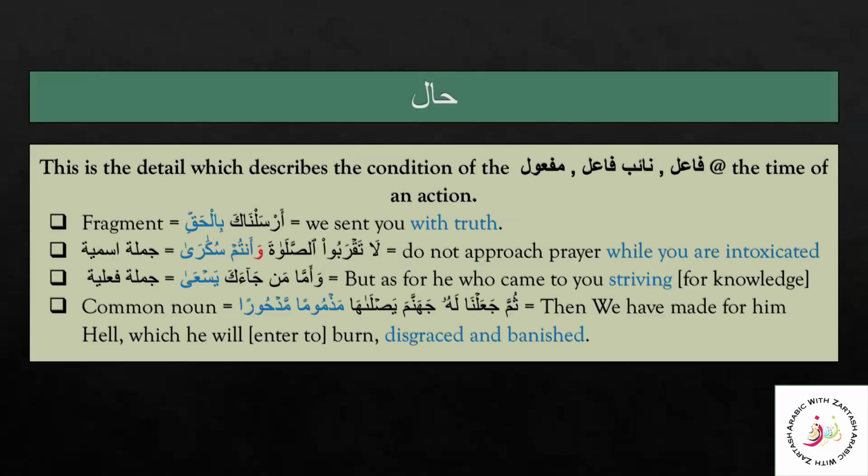Let's see some more examples for hal, as we learned that this is the detail which describes the condition of the fa'il or maf'ul at the time of an action. It can be in the form of a fragment, a jumla ismiya, a jumla fi'liya, or simply a common nakira noun in your sentence. Mostly you can see it in the middle or at the end of a sentence. And whenever we suspect something to be hal, we look at what it is describing, and we will find a sahib al-hal.